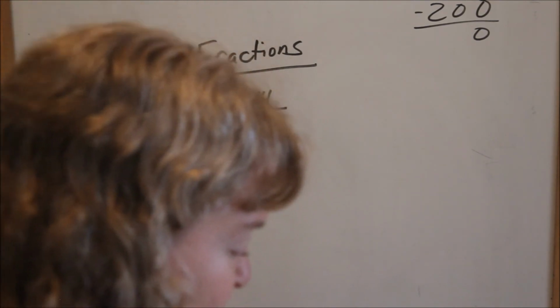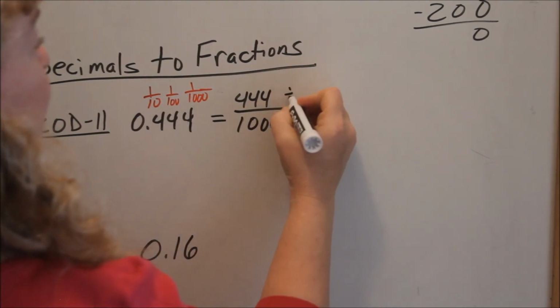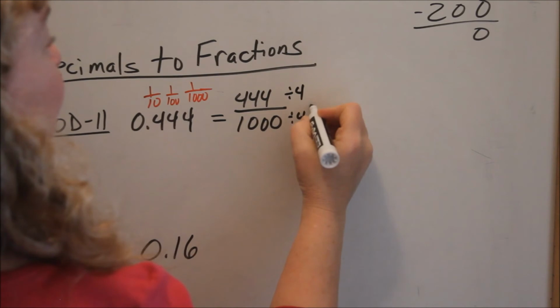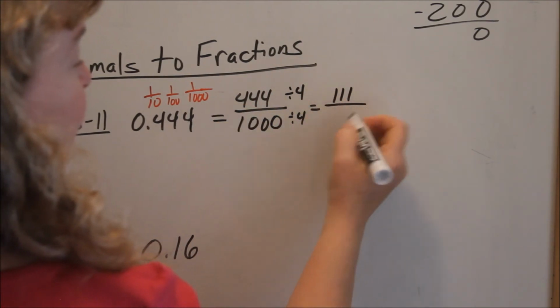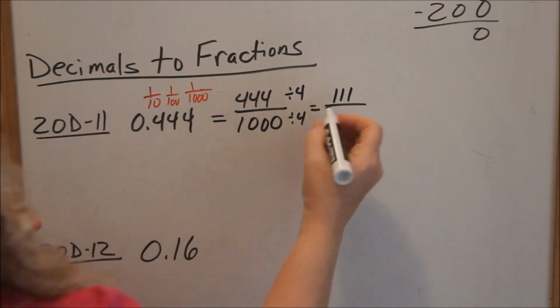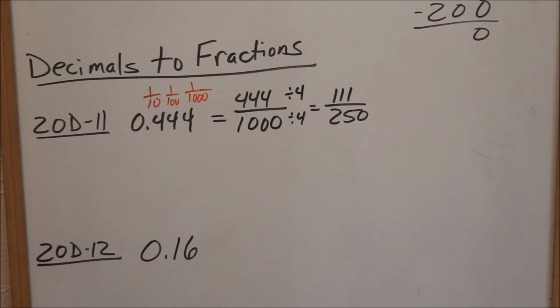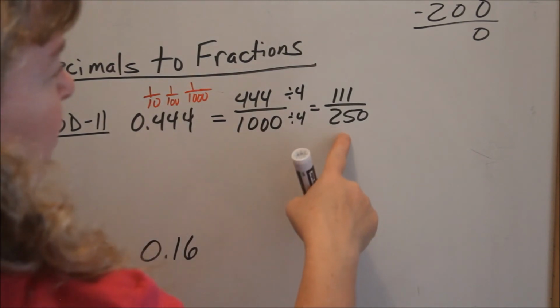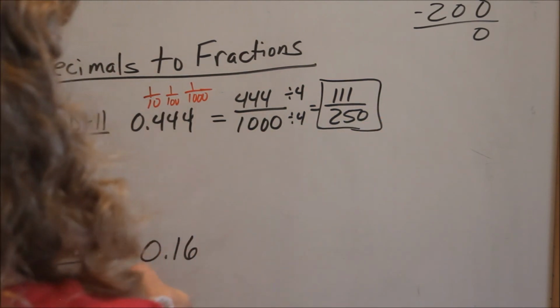Then once you turn it into a fraction, you always reduce. So I'm pretty sure I can reduce by 4. Might even be able to reduce more. So divide them both by 4. 444 divided by 4 will be 111 over 1,000 divided by 4, 250. And then I don't think that I can reduce that any more. So that would be your final answer.